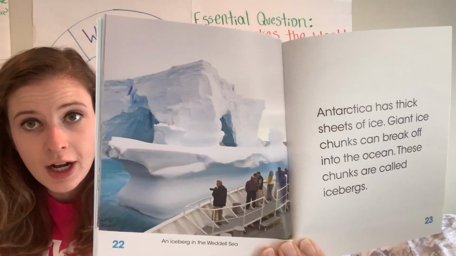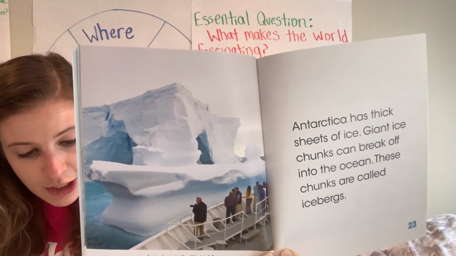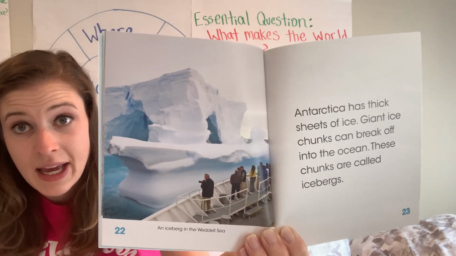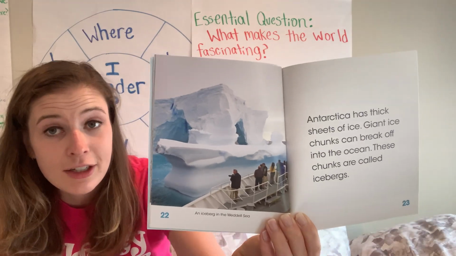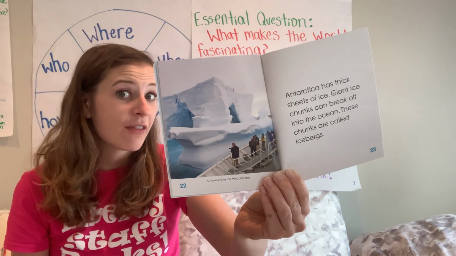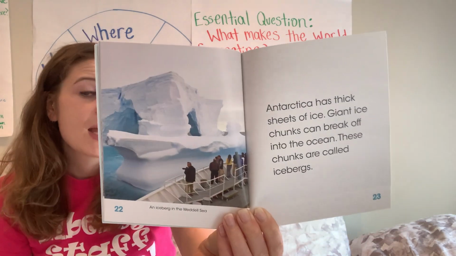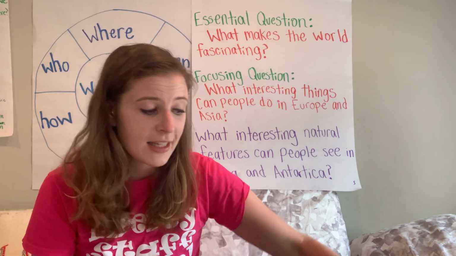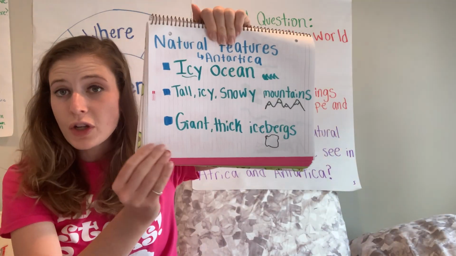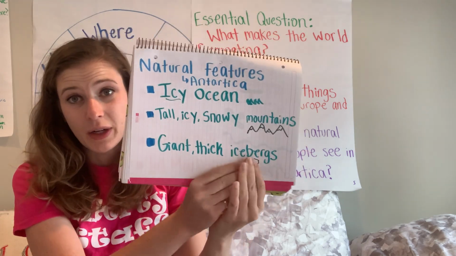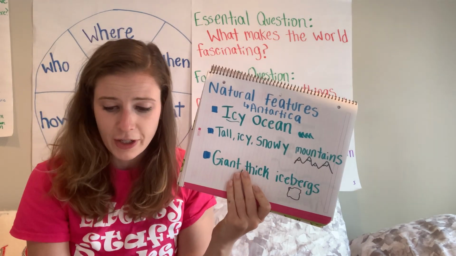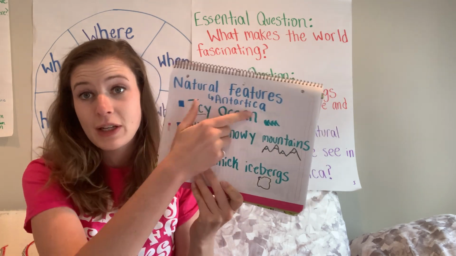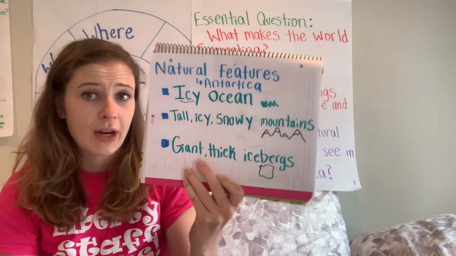So how does this picture help us to figure out what those words, giant and thick, mean? So the icebergs are so big that they're almost like walls, and they're so thick, people can drive on them, they can walk on them. They are very, very sturdy. So there are giant, thick icebergs. So we're going to put that in our evidence organizer as well. And I forgot to write before that there's icy oceans. So of course the oceans are super cold in Antarctica, so we can write that as well.